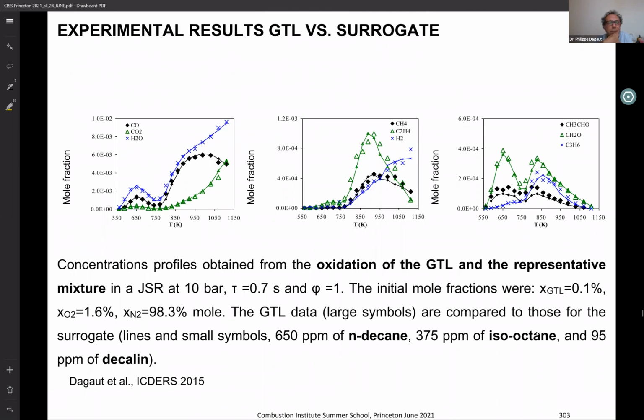So these are the results that we obtained. Again, we started to check if our model fuel surrogate was matching experimentally our data for the commercial fuel. So we oxidized the commercial fuel, and under the same condition, we oxidized a mixture composed of normal decane, isooctane, and decalin. And we could see that the profiles of the products were matching very well, which means that our model fuel can be used in the experiments.